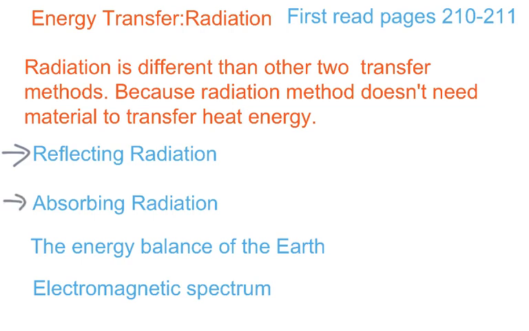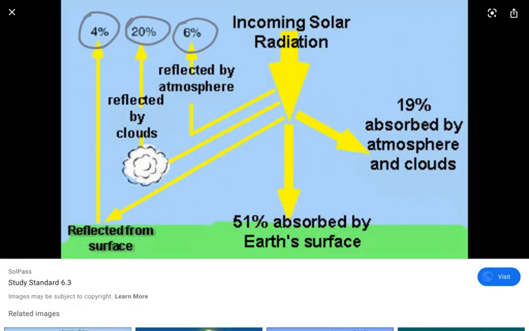And second one, absorbing radiation. Also, all energy is not reflected. Some of it is absorbed. And black objects absorb more than white objects. And there's a balance between reflecting and absorbing radiation. If our Earth absorbs more energy, its temperature increases and there will be global warming.